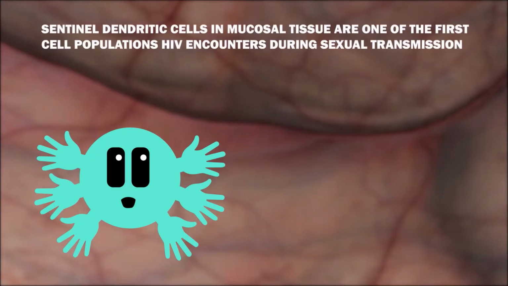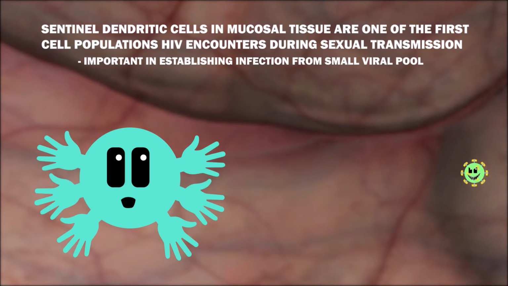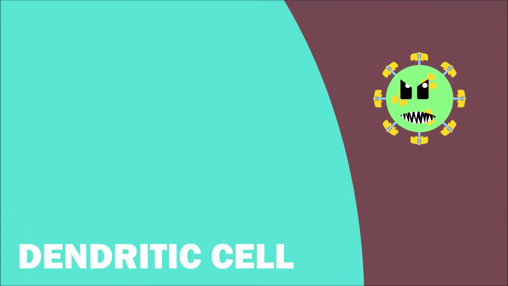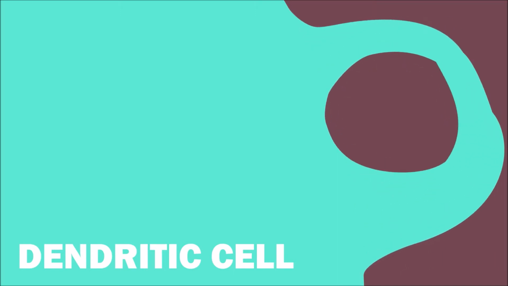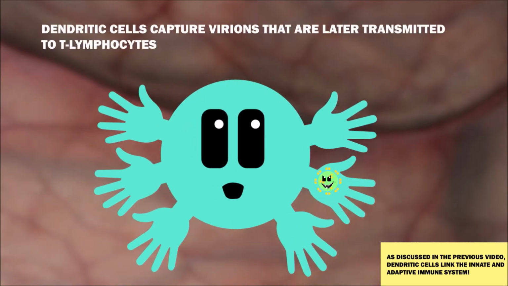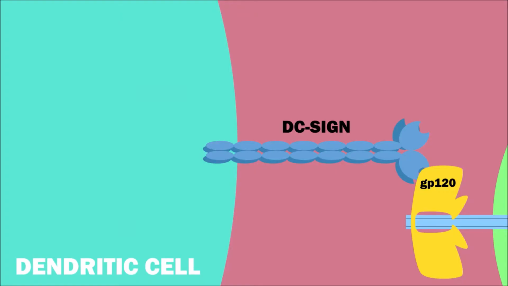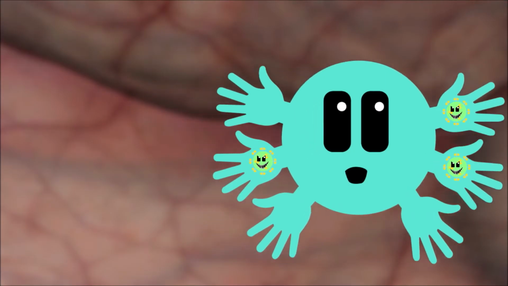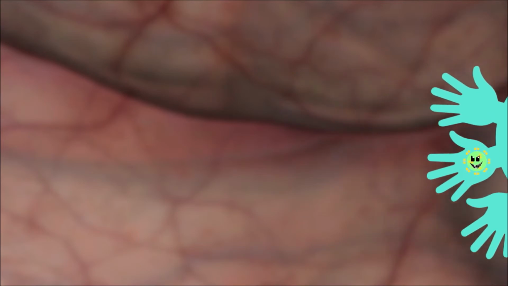Sentinel dendritic cells in mucosal tissue are one of the first cell populations that HIV encounters during sexual transmission. They are important in establishing a successful host infection from a small viral pool. HIV cannot productively infect the dendritic cells, since they have low levels of the receptors HIV needs to enter, and HIV gets degraded if internalized. However, dendritic cells capture virions that are later transmitted to T lymphocytes. HIV's GP120 sticks to the adhesion molecule DC-SIGN and other C-type lectin receptors on the surface of dendritic cells. The virus is carried around in deep folds in the dendritic cell's surface.